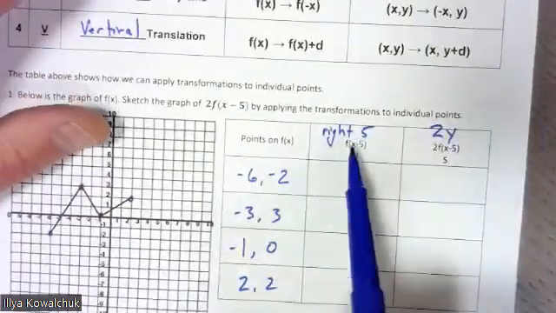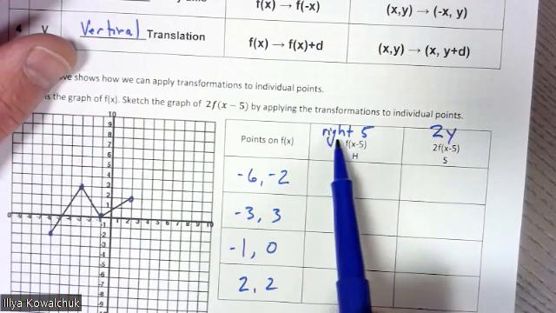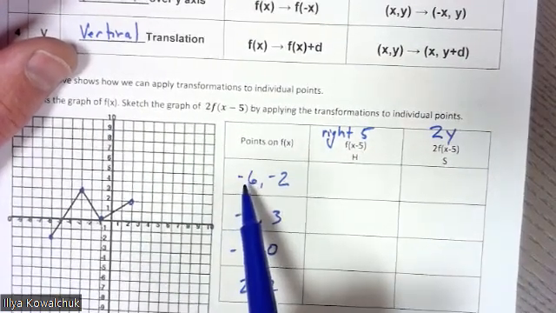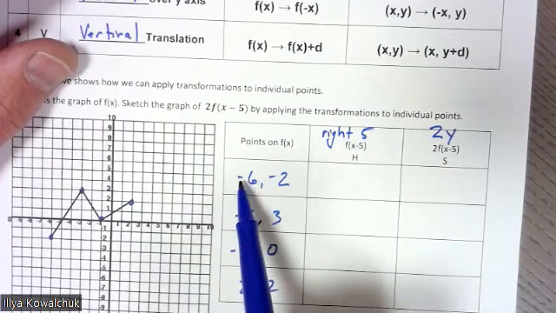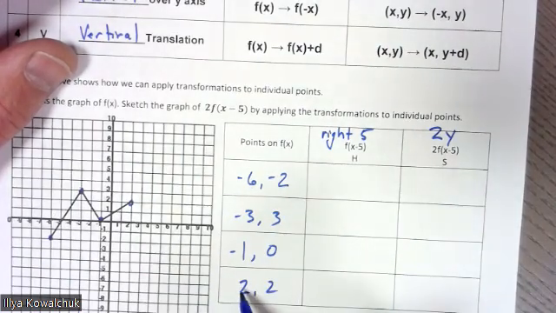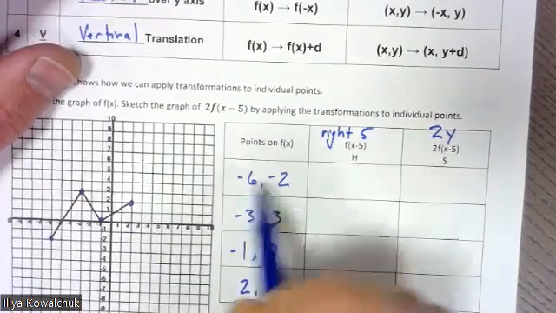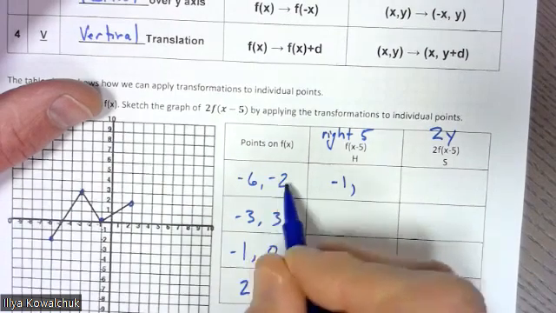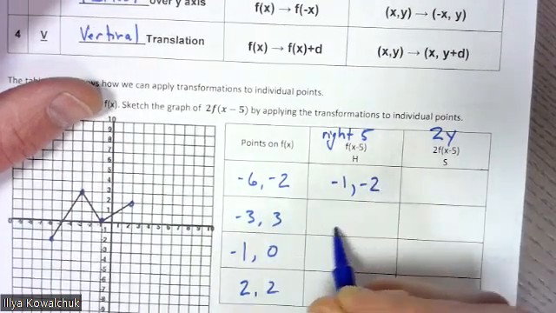So we're going to do a horizontal shift, which shows up as right 5. Now the right applies only to the x value, because the x value tells us right or left. So all of my x values, I'm going to add 5 to them. So -6 plus 5 is going to be -1. Now my y value is going to stay the same. I haven't done anything to that yet.